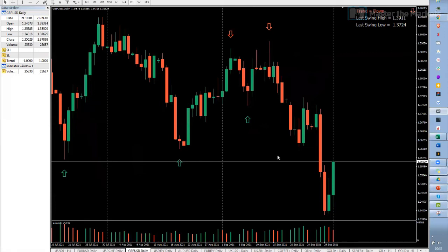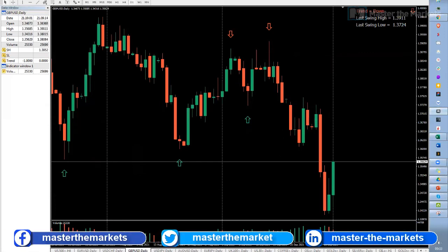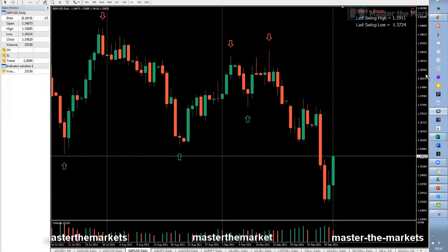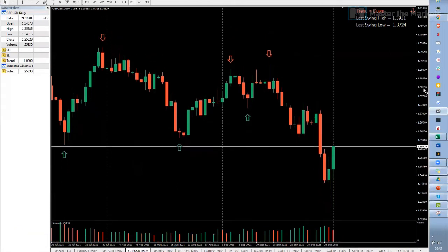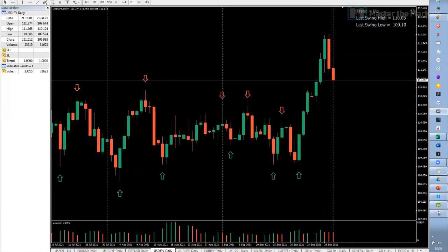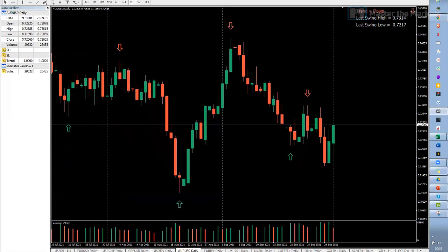Pound dollar bounced off the support level, but still no confirmed bottom yet for the pound dollar. Next, the dollar yen. Dollar yen backed off after a strong move up. We had a double bottom here, moved up, and we have backed off a little bit, but still no confirmed top. No trade yet on dollar yen.